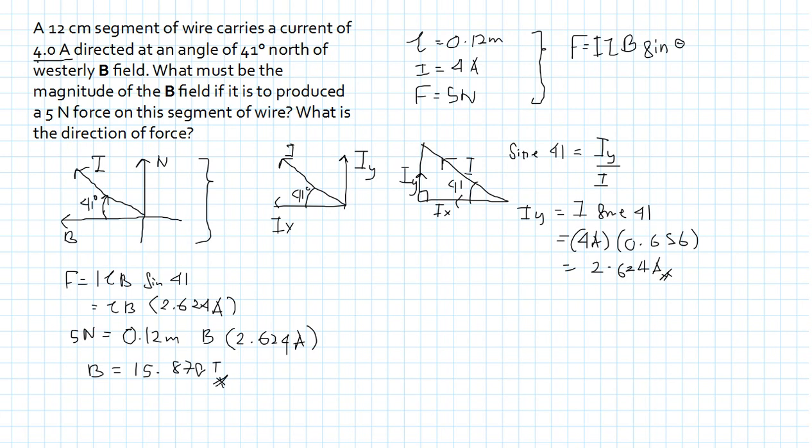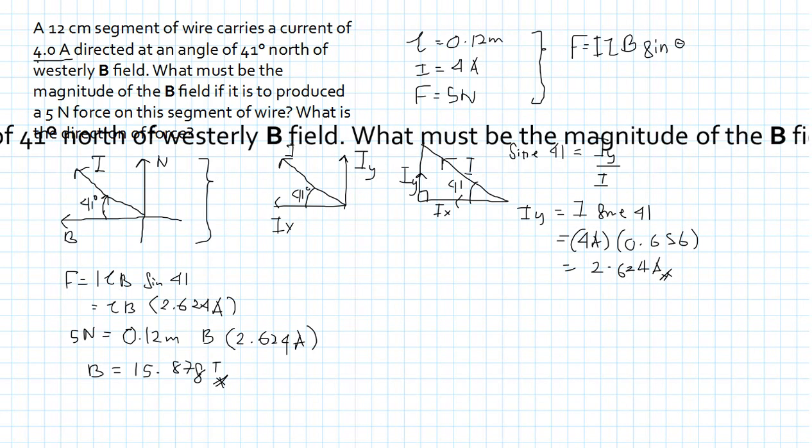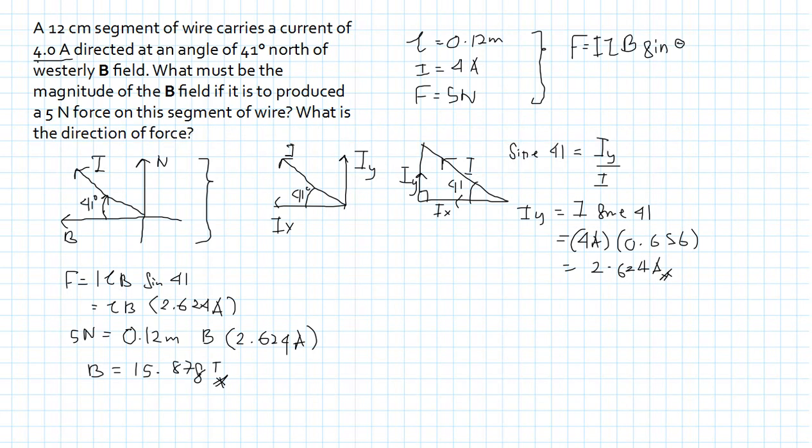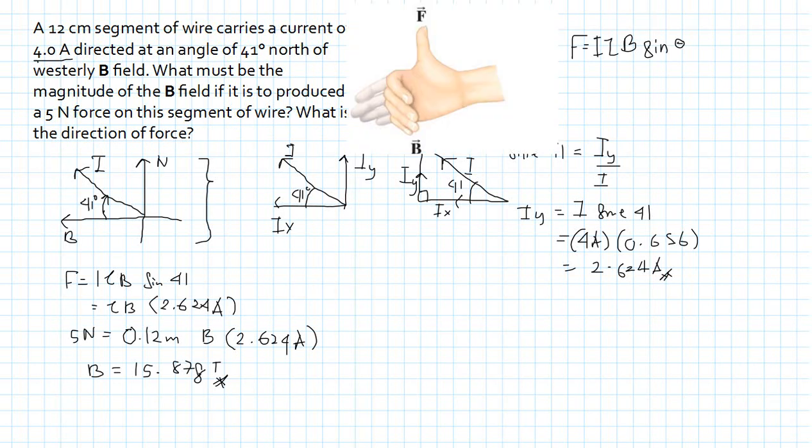So this is the magnitude. Don't forget that B is a vector quantity. It has direction as well. So you need to use your right hand rule. See, this is your right hand rule. Use it to determine the direction of the magnetic field. How do we use that?